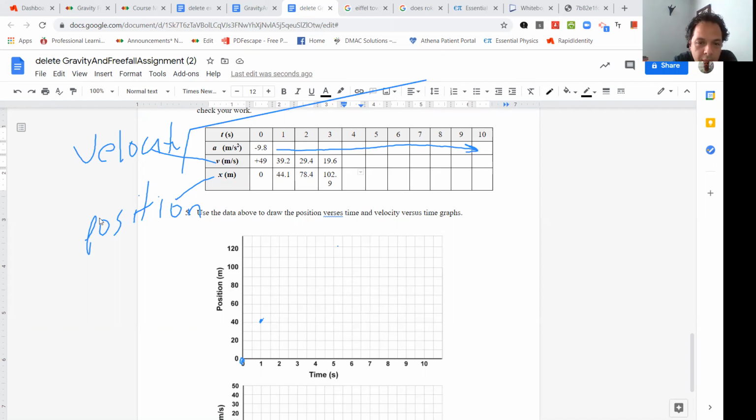The next one, at time equals 2, we're at 78. That's close to 80. So that's going to go right there. Time equals 3, I'm at 102.9. That's close to 100. All right, so you can see a pattern there. Connect the dots. So I'm going to let you guys finish that. And then same thing for velocity.